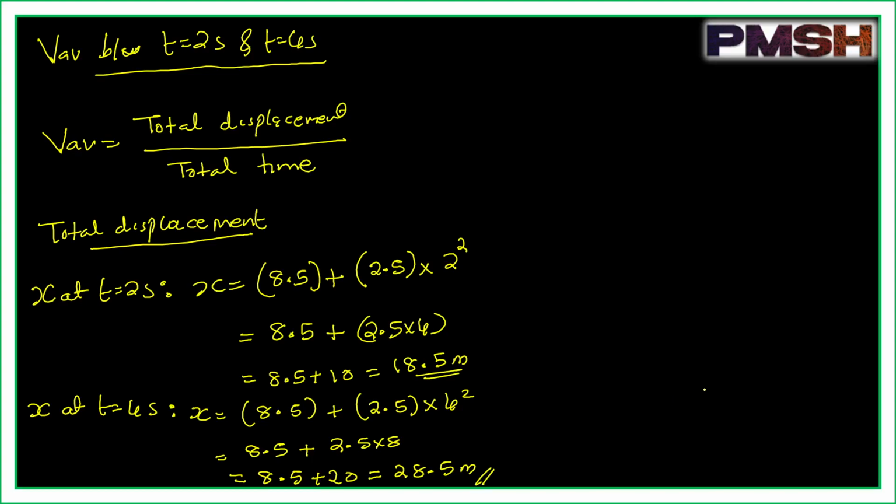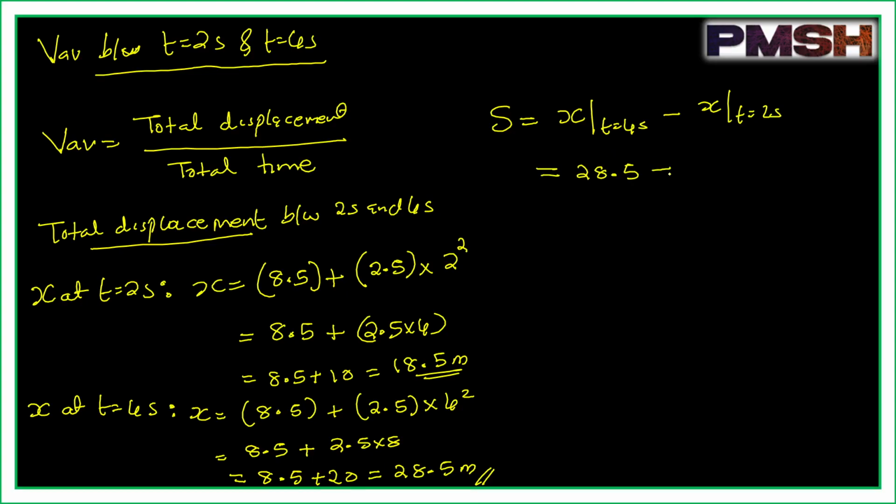Clear? Now you want to find the total displacement between 2 seconds and 4 seconds. So how to get that? Let's put that displacement as S. S is equal to the displacement at t is equal to 4 seconds minus the displacement at t is equal to 2 seconds. So that is going to be 28.5 minus 18.5. The answer is 10 meters.